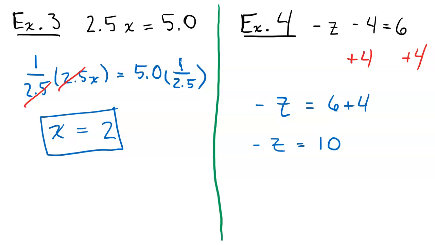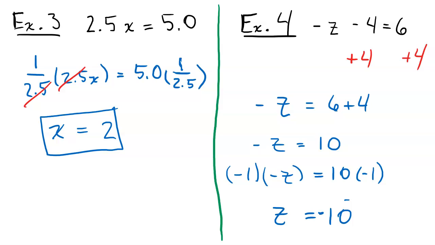And then we have to get rid of this negative sign. Remember, when we see just -z, that coefficient is just -1. And the reciprocal of -1 is -1. So we're going to multiply both sides by a -1 times -z, and that's going to equal 10 times the -1. So we get our solution of z is equal to 10. Oh, sorry, -10. z is equal to -10.